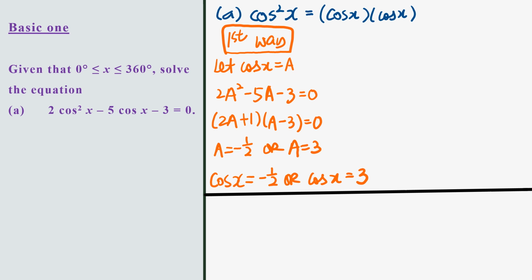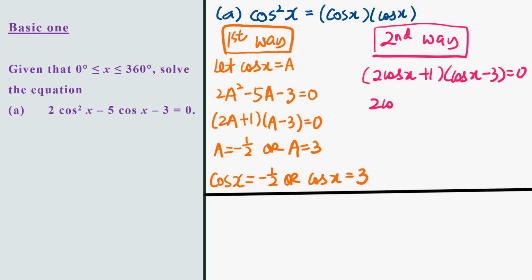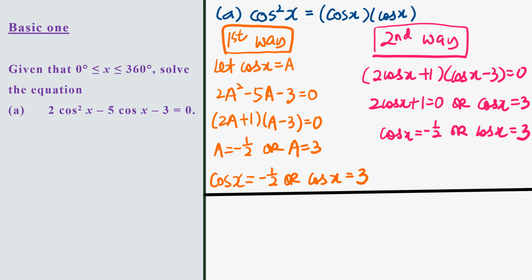Of course, the second way is that you recognize that what you're getting is just a quadratic equation, where you can just factorize it directly. Right, and then you apply the zero product rule, and you'll still get the same answer, which is cos x equals negative half or cos x equals 3.